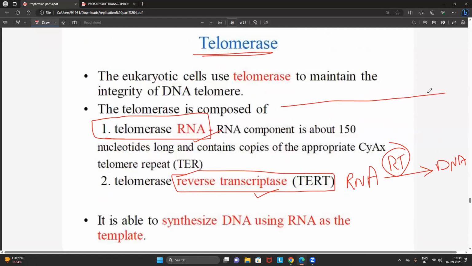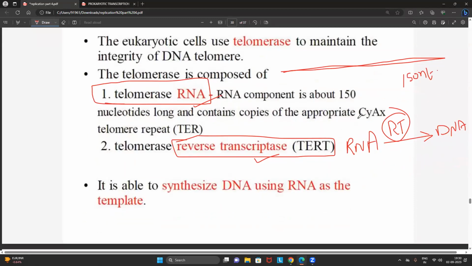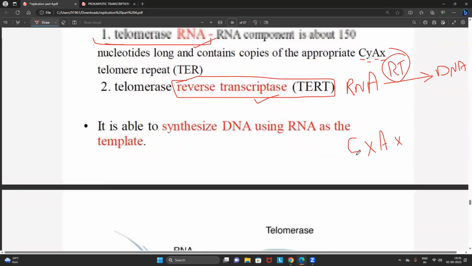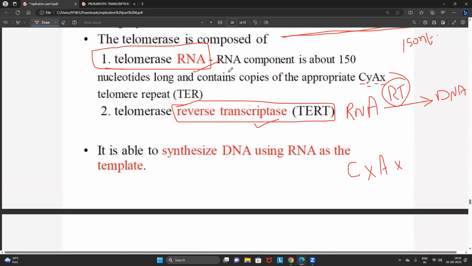If you look into the structure of the telomerase RNA, what is its length, friends? The length is 150 nucleotides. And you know what the nucleotide sequence is? You can see cytosine, adenine. And what are Y and X? Y and X mean any one base. I can't tell which base. So the sequence is always like this: cytosine, any one nucleotide, adenine, any other nucleotide. But the cytosine and adenine will be repeated in this telomerase RNA.